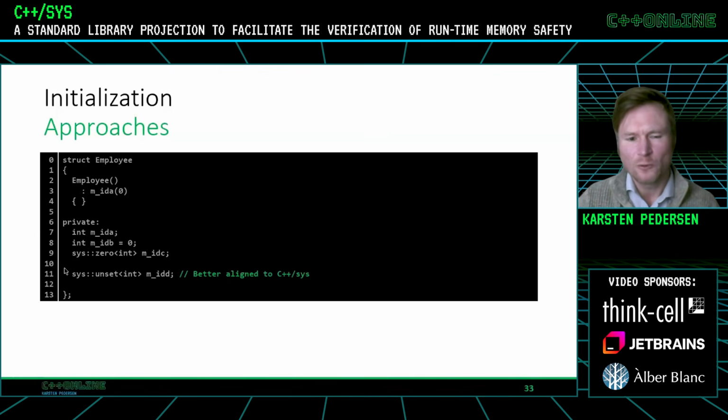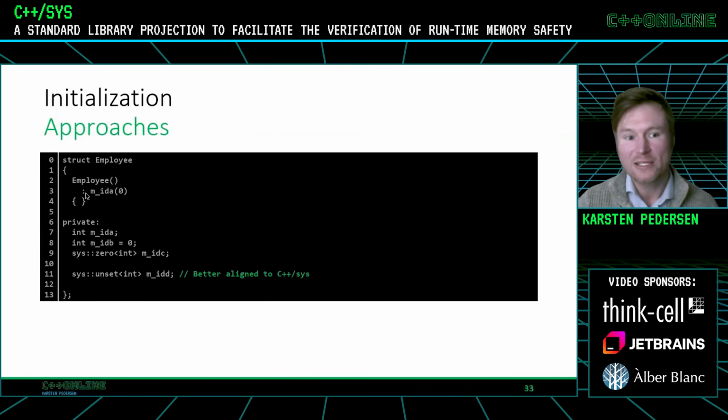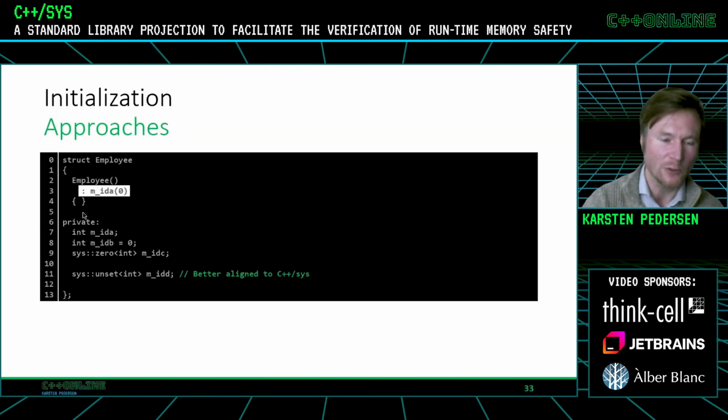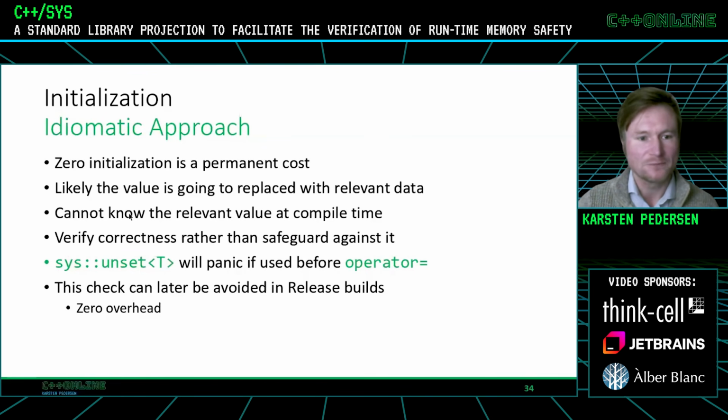The better solution, or rather the solution that aligns more to C++ sys, or the vision behind C++ sys, is this sys unset object, which means it doesn't get assigned, but it has to be assigned before you then use it. So as I mentioned, zero initialization is a permanent cost, and in many cases, the value is going to be replaced with more relevant data anyway. So yes, you could take the risk and simply not initialize it, and then later on in the constructor or later on, set it and just hope that you don't use it before it's been initialized. But that's very difficult to verify.